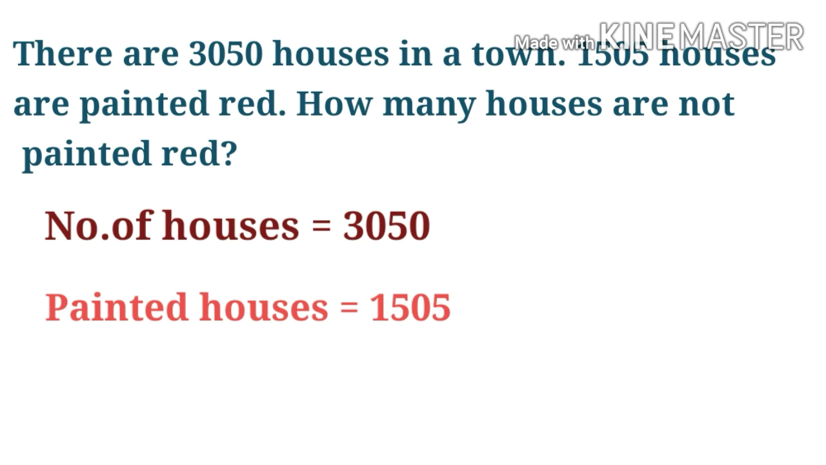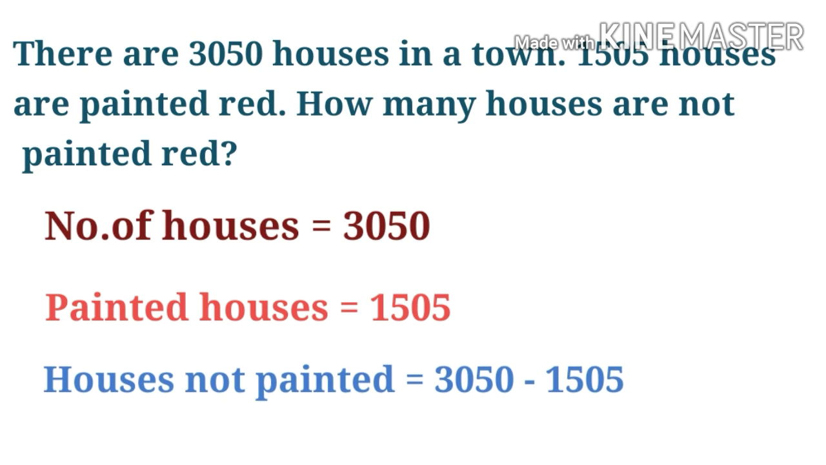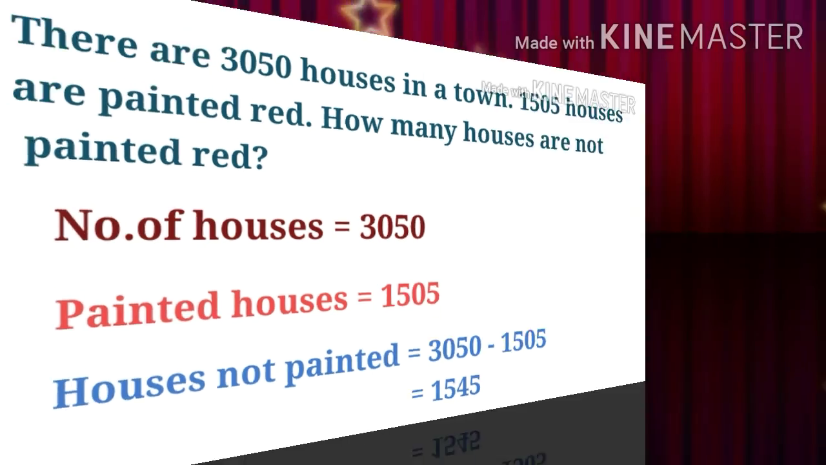Yes, number of houses are not painted, or you can write down houses left to paint. Okay, or write down houses not painted is equal to 3,050 minus 1,505, that is equal to 1,545. So children, in this question, the number of houses not painted is equal to 1,545. Okay children, now I believe you all have understood how to solve subtraction word problems.